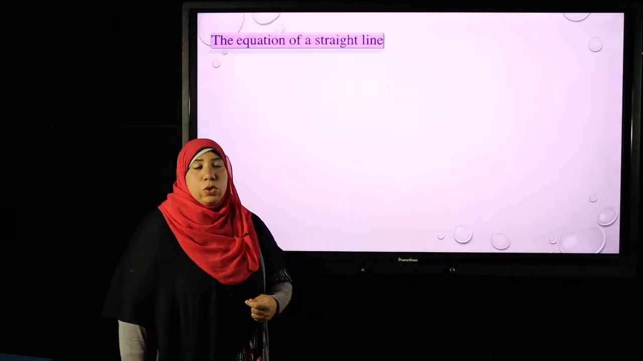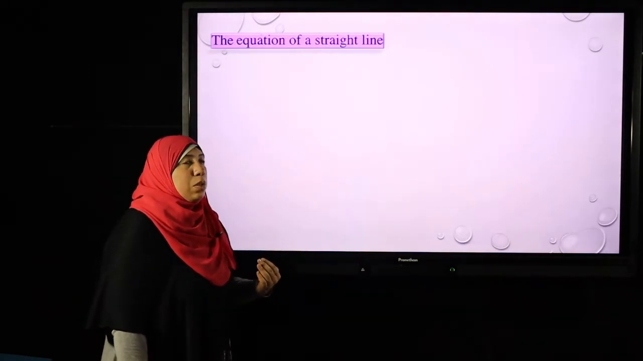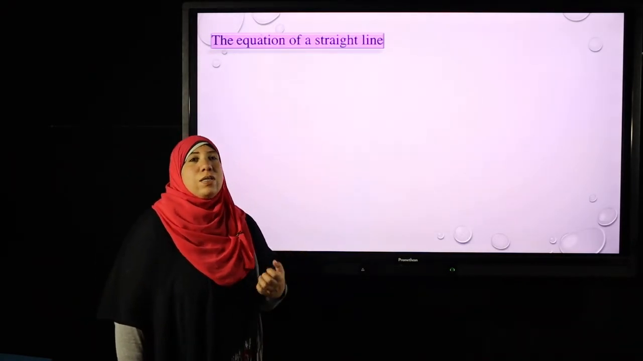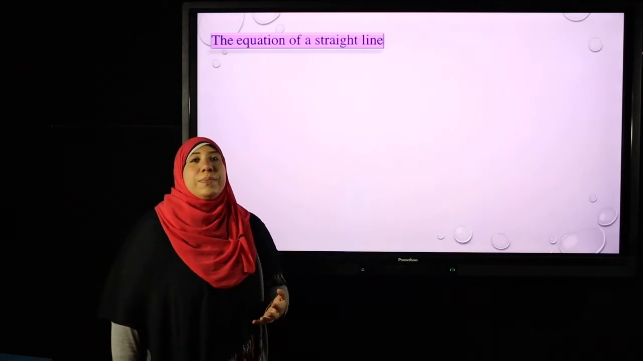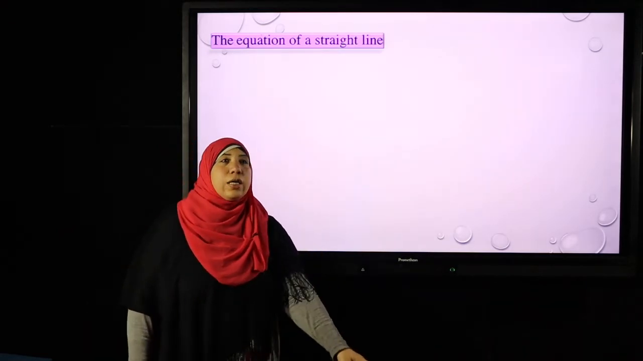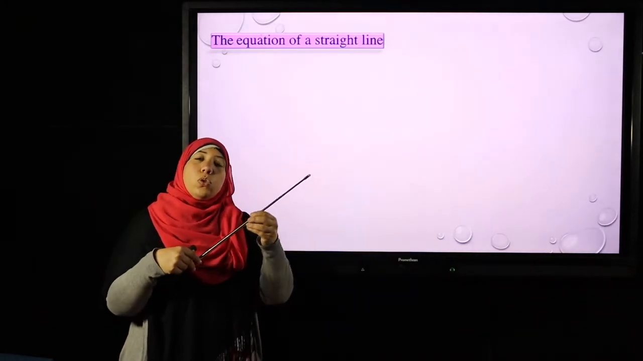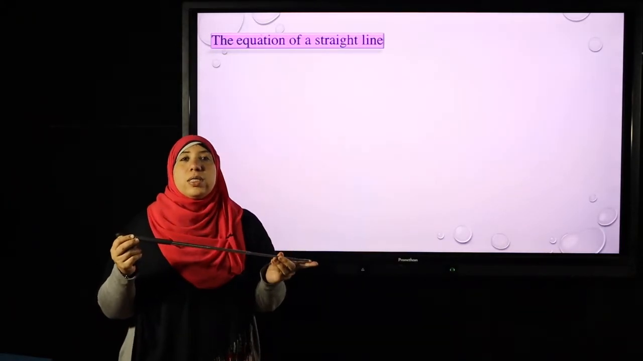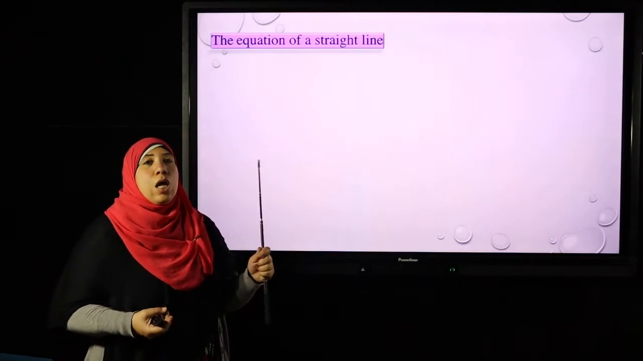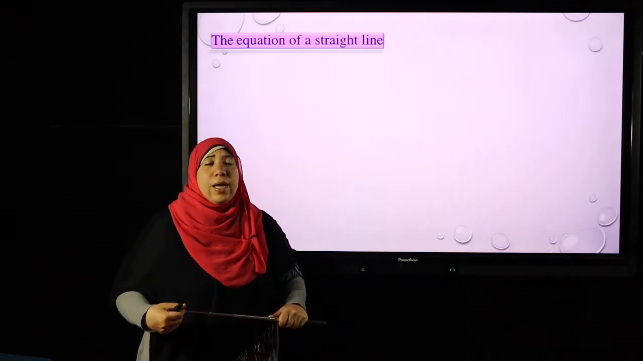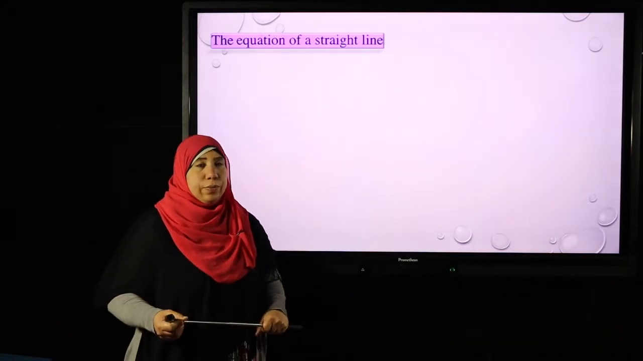The straight line. As we said in the slope lesson, I have different straight lines with different slopes and different shapes. I have straight lines drawn like this, straight lines drawn in the other direction, horizontal straight lines, and vertical straight lines. Each straight line has a different equation.